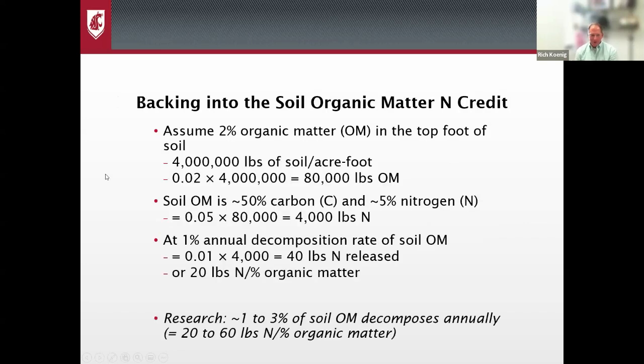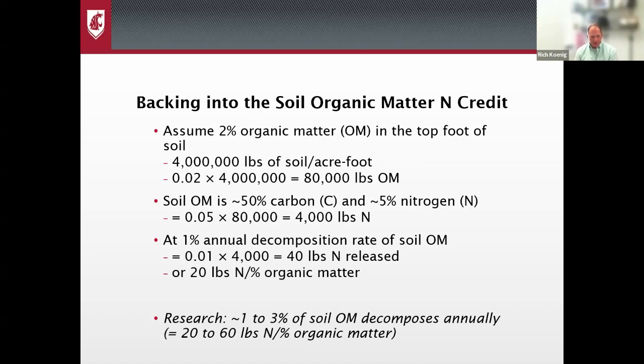And I wanted to come back to maybe another way to look at this. If we throw it back into a soil organic matter nitrogen credit, we can do this as a mathematical exercise. If we assume that soil contains 2% organic matter in the top foot, we go back to our 4 million pounds of soil per acre foot. 2% of that by weight is about 80,000 pounds of organic matter. We know that the soil organic matter, this long-term stable material in soil, contains about 50% carbon and about 5% nitrogen by weight. So if you take 5% of 80,000 pounds of organic matter, that's 4,000 pounds of nitrogen. And then if we assume a 1% annual decomposition rate of that organic matter, that equates to about 40 pounds of nitrogen released from that soil each year. That soil that has 2% organic matter.